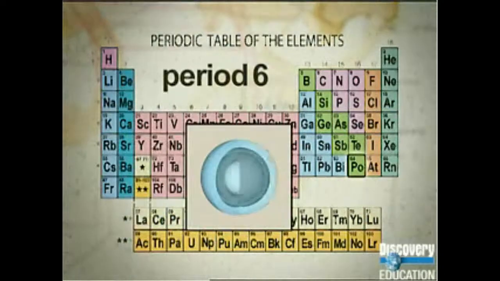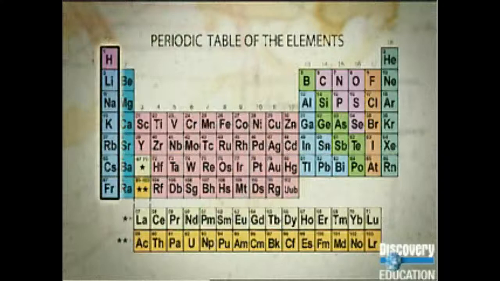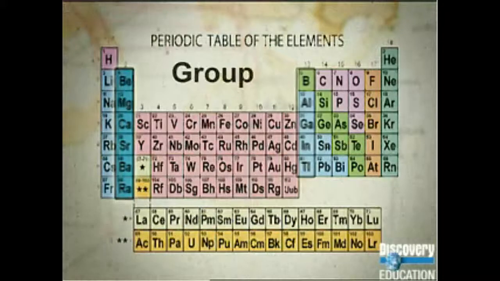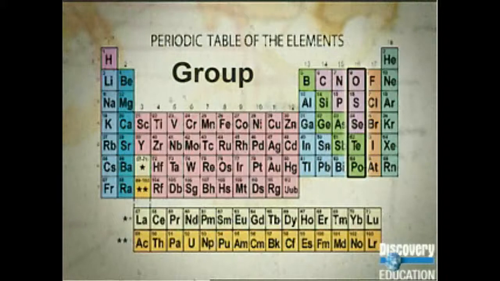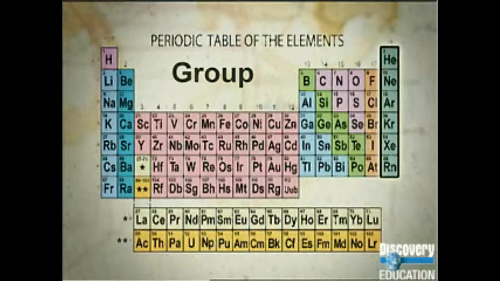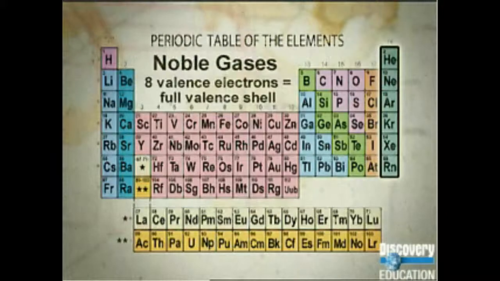Meanwhile, an atom of polonium, in period 6, has 6 electron shells. Each of these shells can contain up to 8 valence electrons. As you read the table from left to right, the vertical lines of elements are called groups. Elements in one group have the same number of valence electrons in their outermost electron shells. If an element has 8 valence electrons, as the noble gases do, its outermost shell is completely filled, and the element generally does not react chemically with other elements.